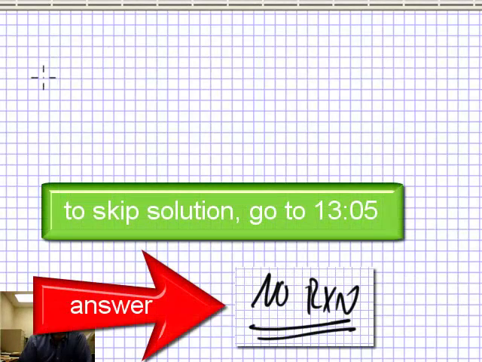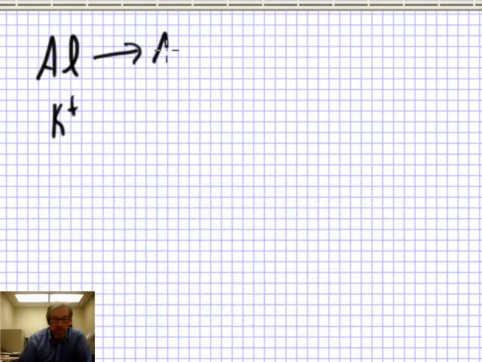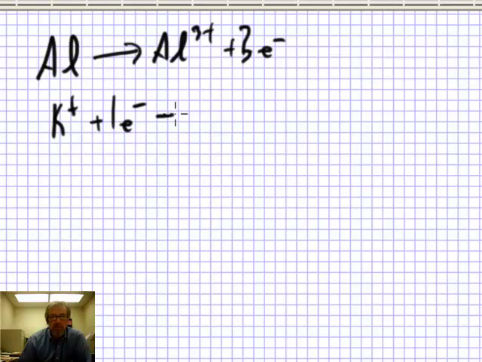Well, the problem was telling us that there was solid aluminum and potassium ions. So the aluminum would have to oxidize here to make Al3+. That's the standard way that aluminum would oxidize, and that would give up 3 electrons. Potassium would have to reduce by gaining an electron to become just metallic potassium. Now, would this reaction actually occur?